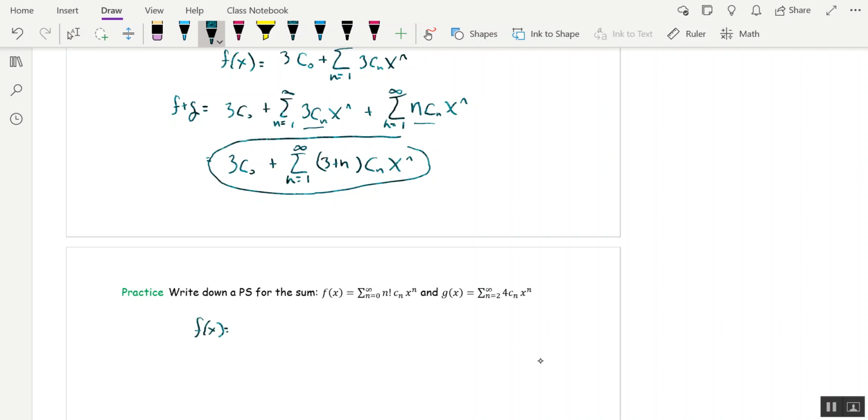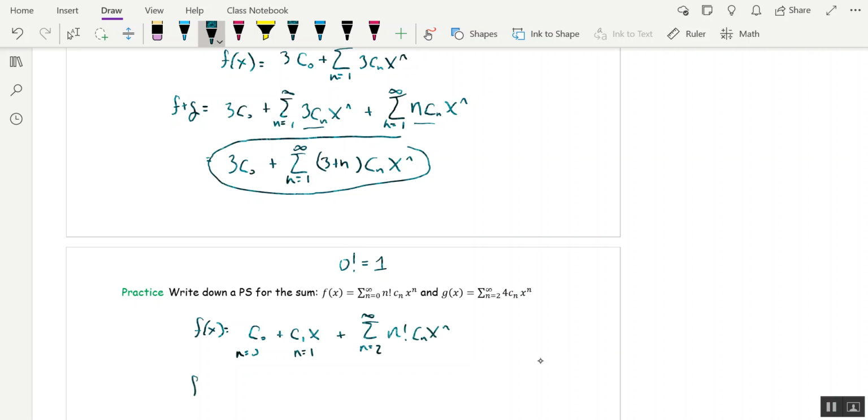When n is 0, 0 factorial is 1. So I get c naught, this is the n equals 0 term. And then when n is 1, I get 1 factorial, which is 1, just c1x. By the way, when n is 0, I have x to the 0, which is 1. So just c naught, and then c1x, that's n equal 1. And then continue on, n equals 2 to infinity, n factorial cn x to the n.